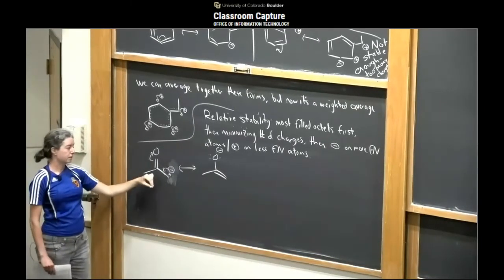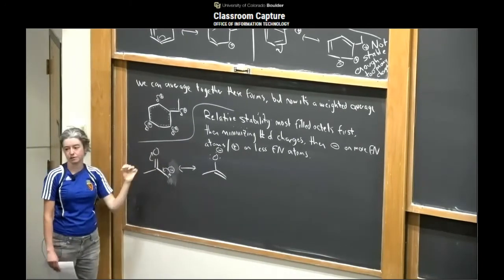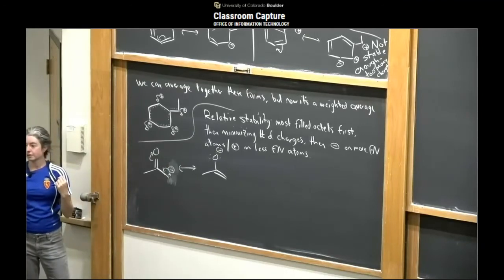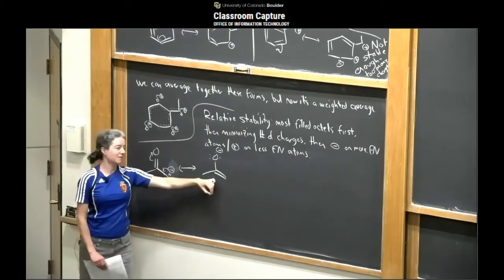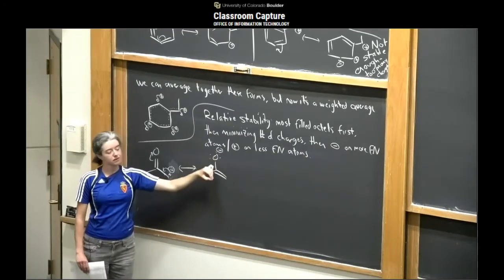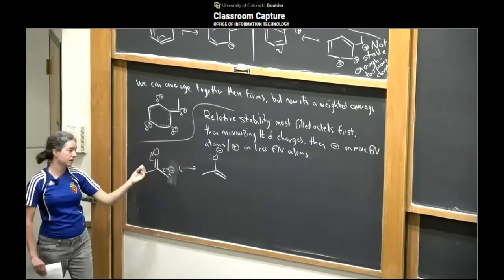All right, so quick check. How many atoms with unfilled octets do I have in this whole structure? 0, right? I think I heard a few people whisper that. How many atoms with unfilled octets do I have in this other structure? Also 0. Okay, so that's tied.